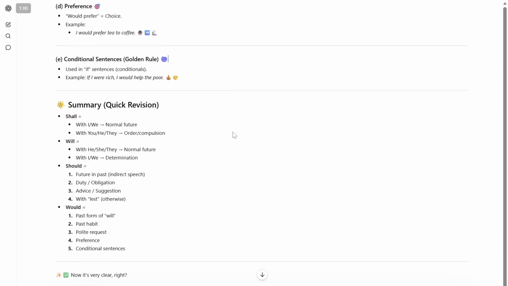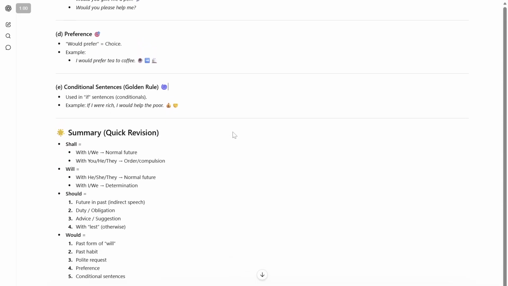Summary, quick revision. Shall equals with I, we, normal future. With you, he, they, order, compulsion. Will equals with he, she, they, normal future. With I, we, determination. Should equals 1, future in the past. 2, duty, obligation. 3, advice, suggestion. 4, with lest, otherwise. Would: 1, past form of will. 2, past habit. 3, polite request. 4, preference. 5, conditional sentences. Now it's very clear, right? Do you want me to create practice exercises, fill up small questions, so you can test yourself on shall, should, would, step by step?